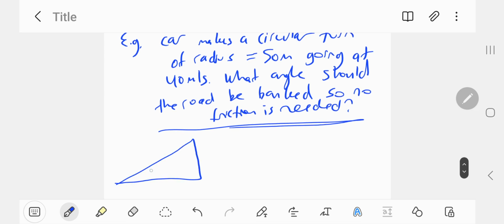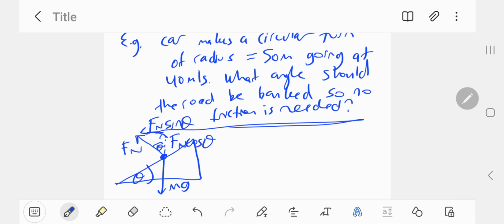Let's draw an inclined road at an angle of theta. Free body diagram. Here's the car. It's got a weight force of mg acting down. It's got a normal force coming out like this. Okay, this is angle theta, and we know from before that the vertical component of the normal force is just F sub n cos theta, and the horizontal component of the normal force is just F sub n sine theta. Okay, just a picture of what's happening.